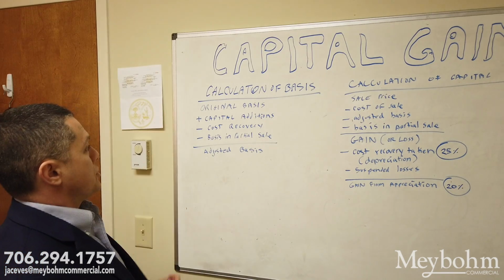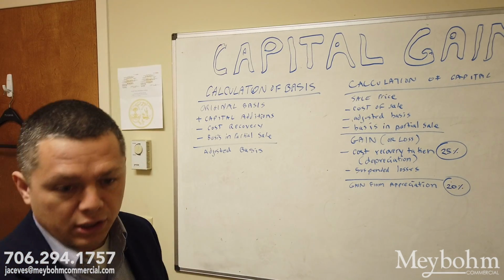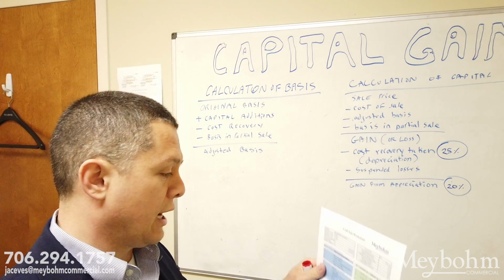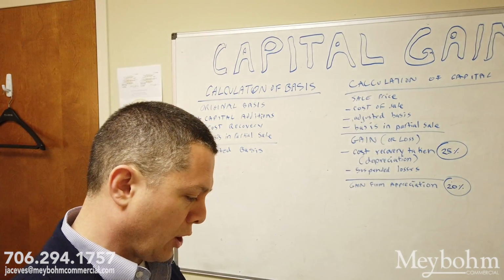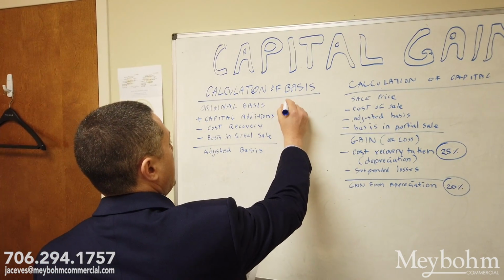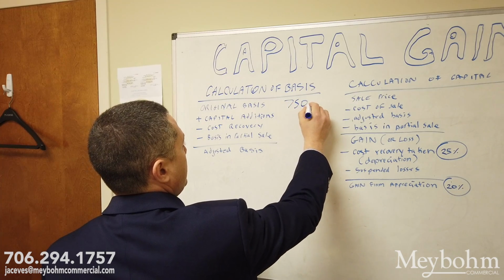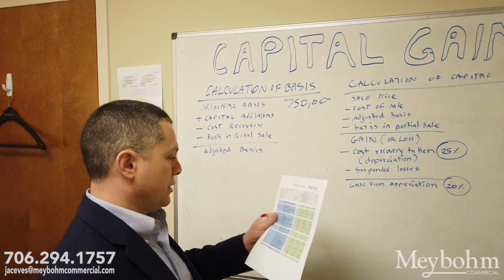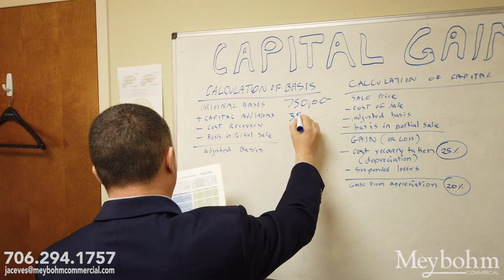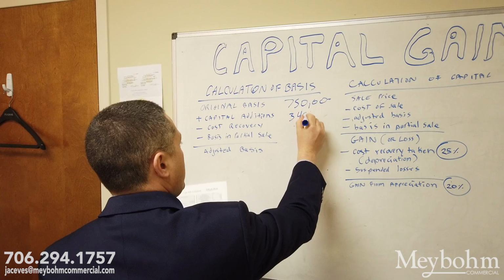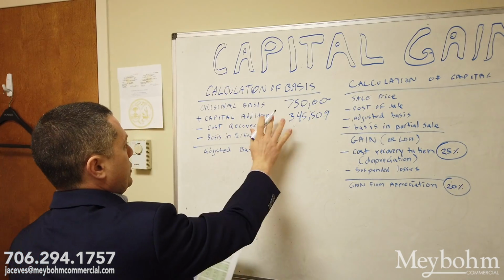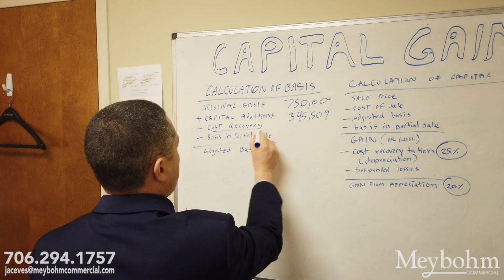So this original basis. Let's say you had a property, and I'm actually going to use a transaction that we did. We worked with the guys at Cherry Beckert on this transaction, an apartment complex. On this transaction, this owner paid $750,000 for a property. I think this was 20 years ago. And over those 20 years, they took $345,509 in cost recovery. So that's depreciation right here.